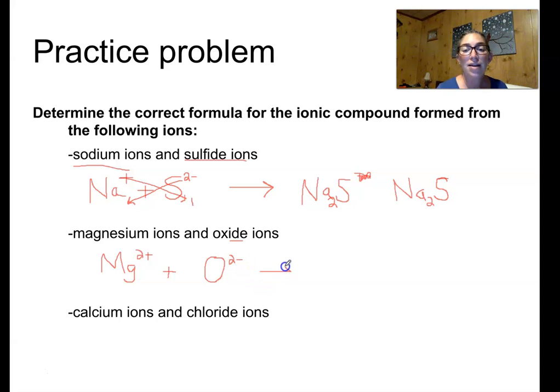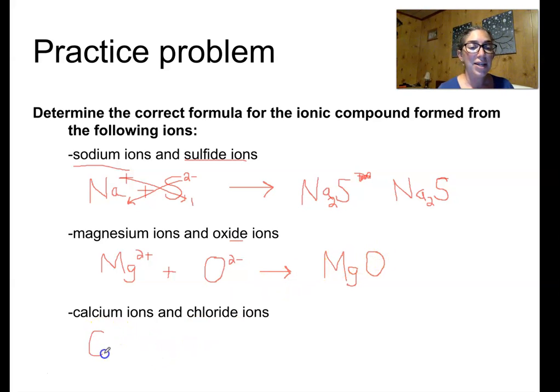All right. Now, when the charges are the same, we don't need to use that crossover technique. They cancel out already. So what we get for the correct ionic formula is just magnesium oxide, MgO.